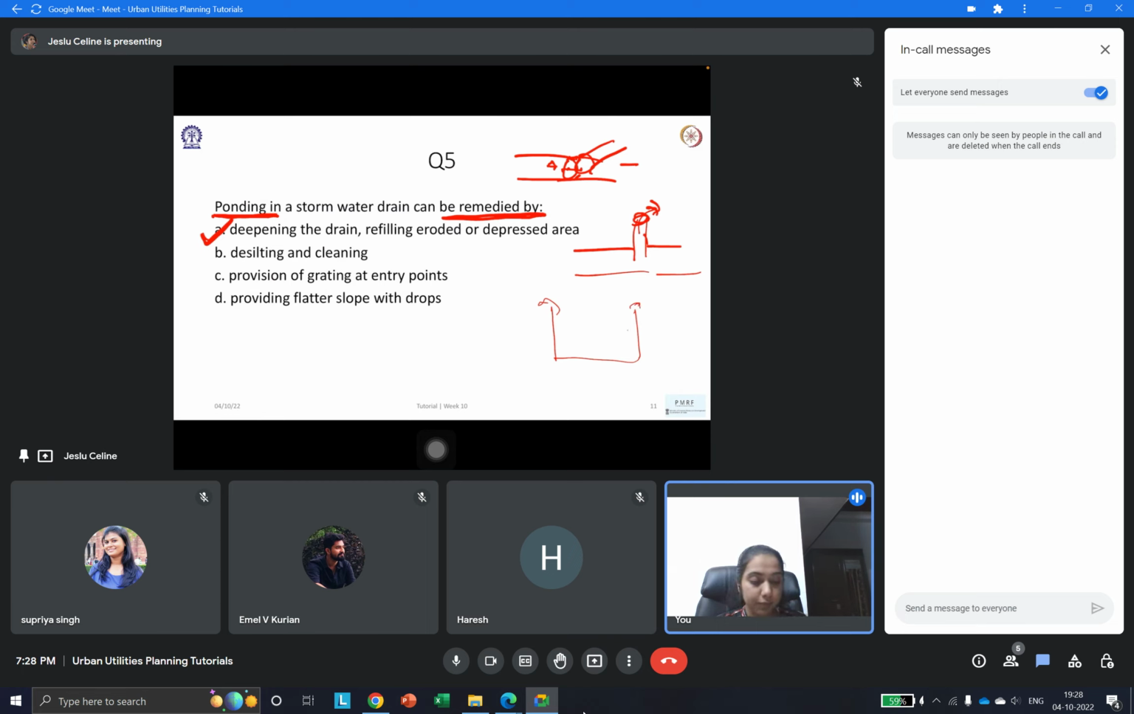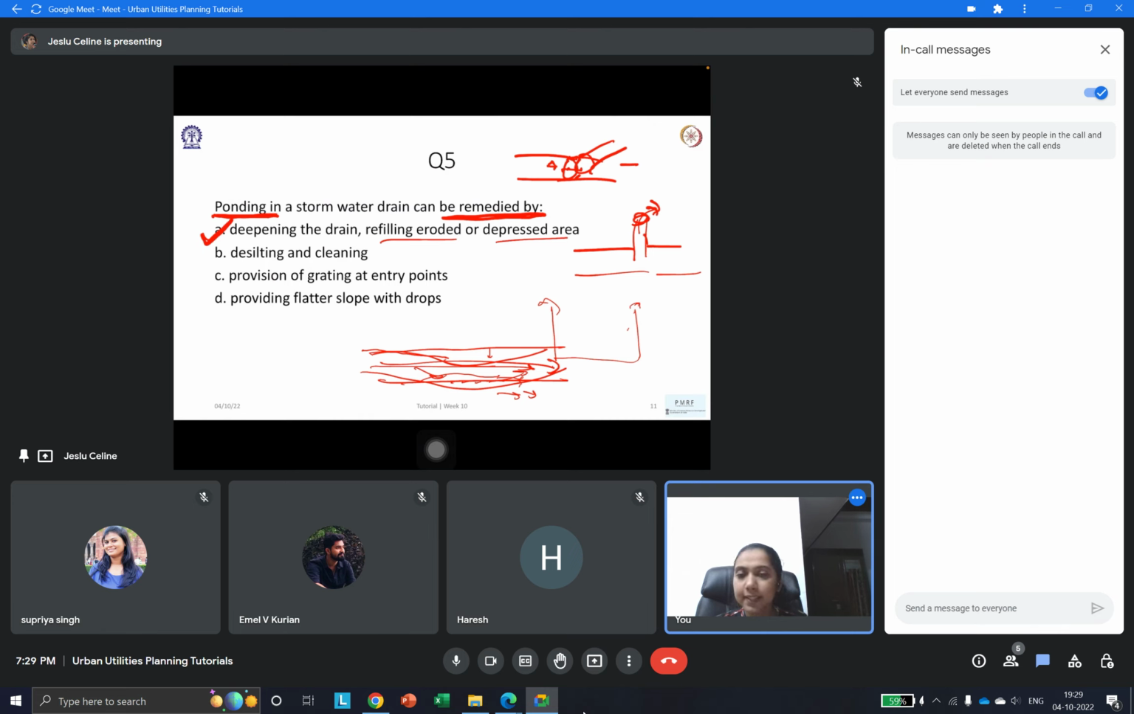And refilling: one more reason why ponding can happen is if there's some depression in the pipe because of some erosion which has happened. Because of the profile of the pipe, some water can be stagnant over there. This can be avoided by refilling this eroded area and making the pipe straight so that water continuously keeps flowing through. So refilling an eroded or depressed area can also be used.